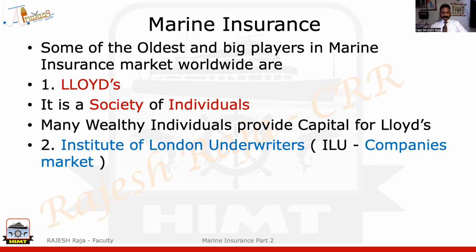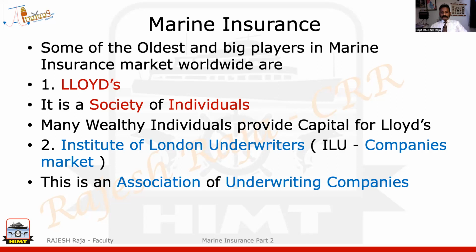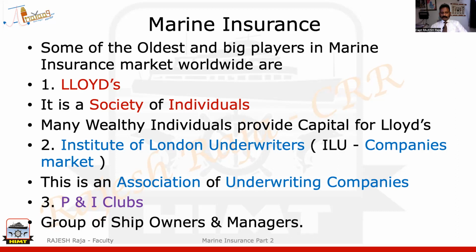The second popular one is your ILU, or Institute of London Underwriters, which is also called the companies market. This is an association of underwriting companies. I'll quickly come on later slides to what you mean by underwriter. So it is an association. Then the third major contributor for insurance is P&I clubs, which is more of a ship owners and ship managers group. I have talked a little bit more on P&I clubs in the last video, so I'm not going to go there. I'm going to talk about the main insurance, which is talking about your hull and machinery, so H&M. That is where I'm going to talk about these principles.